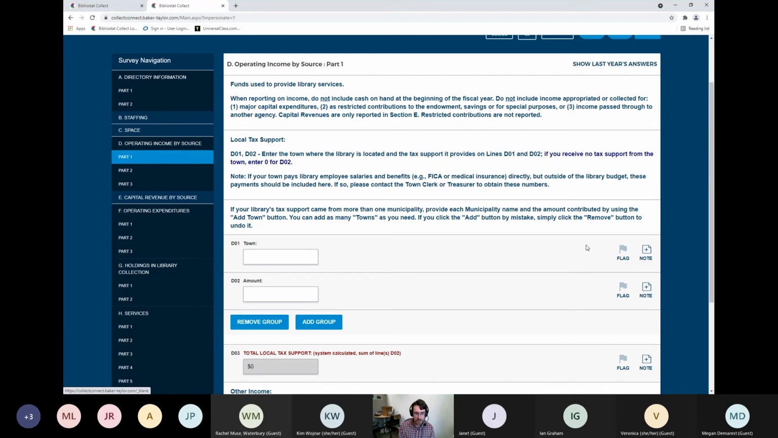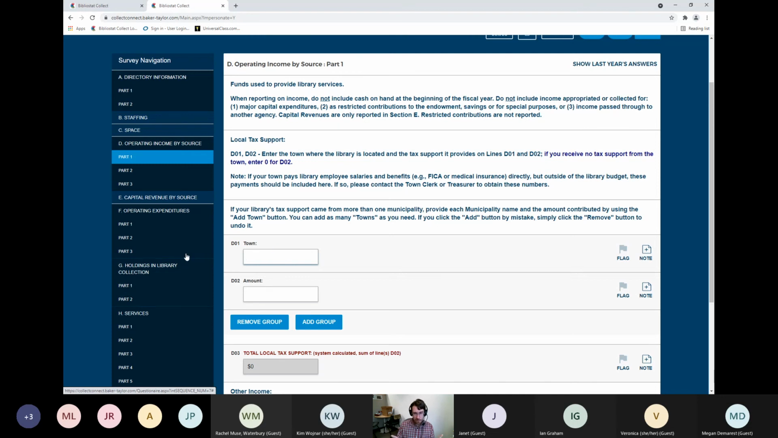This is all the funding that you receive from a municipality. If you have more than one municipality that you get money from, hit where it says add group, and you can add an additional town and an amount. There are libraries who get money from 5 or 6 different municipalities, so just keep adding and it should be fine. If you added one that you don't need, you can just hit remove group. Basically, this is the name of the town, and this is the total amount that you're getting for this year.